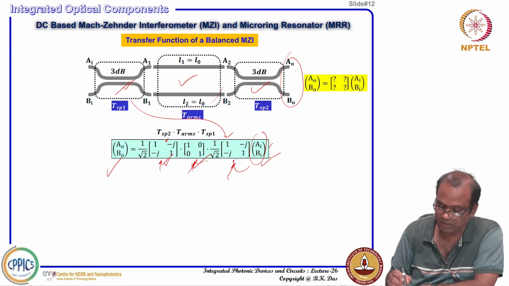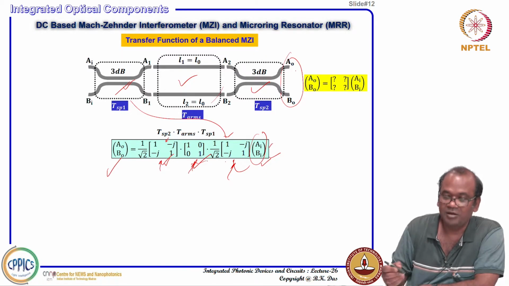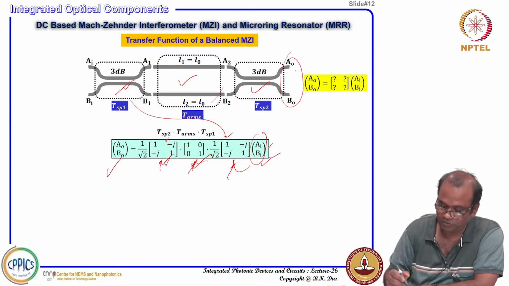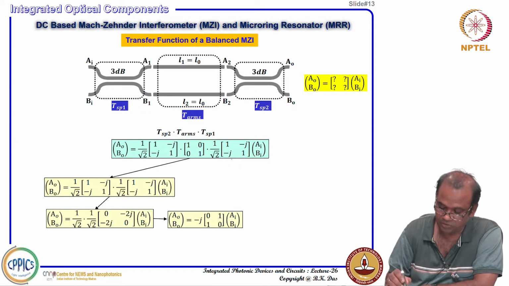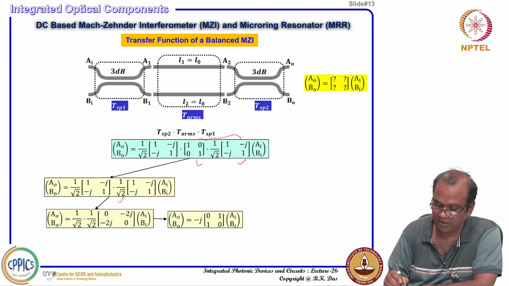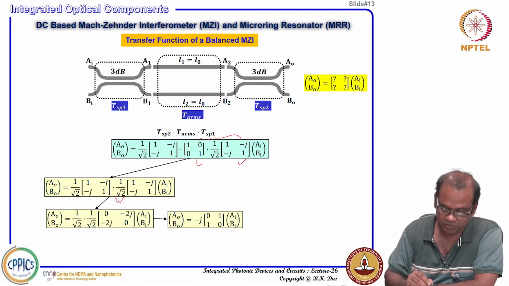Now if we multiply these, if you have different matrices to be multiplied, you have to multiply them from right to left. So you multiply this to this first, and whatever result you get will be multiplied by this to this. That is simple matrix algebra. First, if we multiply this to this, 1 over root 2, 1 over root 2 will be there. This one, if you multiply here, basically nothing happens, 1, 1, minus j, because it is a diagonal unitary matrix, diagonally 1, 1 is there.